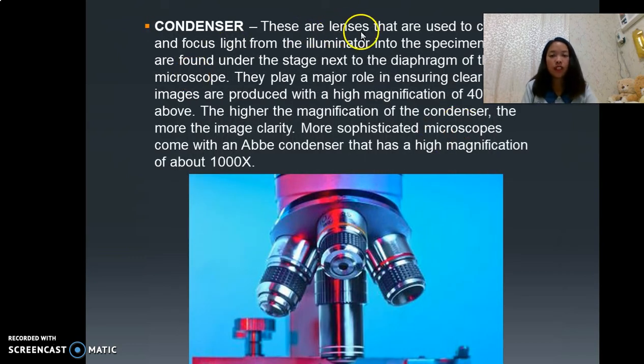Condenser. These are lenses that are used to collect and focus light from the illuminator onto the specimen. They are found under the stage next to the diaphragm of the microscope. They play a major role in ensuring clear, sharp images produced with a high magnification of 400 times and above. The higher the magnification of the condenser, the more the image clarity. More sophisticated microscopes come with an Abbe condenser that has a high magnification of about 1,000 times.